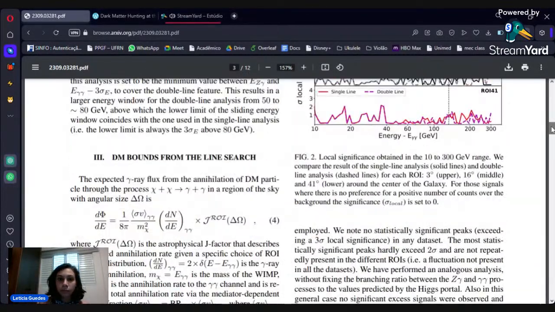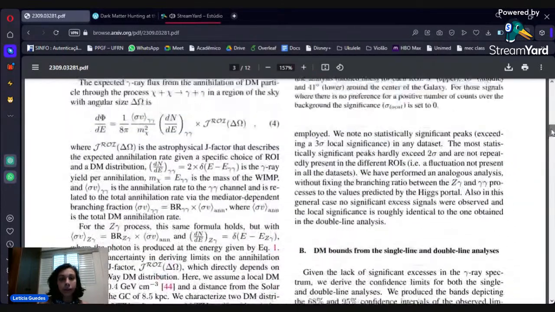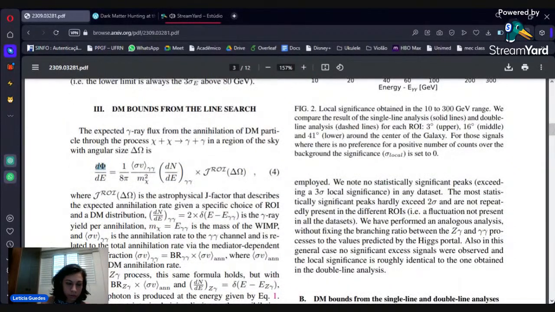So here, this is the equation of the flux that is very important in indirect detection of dark matter. It's just the flux of the gamma rays that we get. This is the sigma v. That's the thing we are constraining in the main graph that I showed in the beginning, that I'll show again.